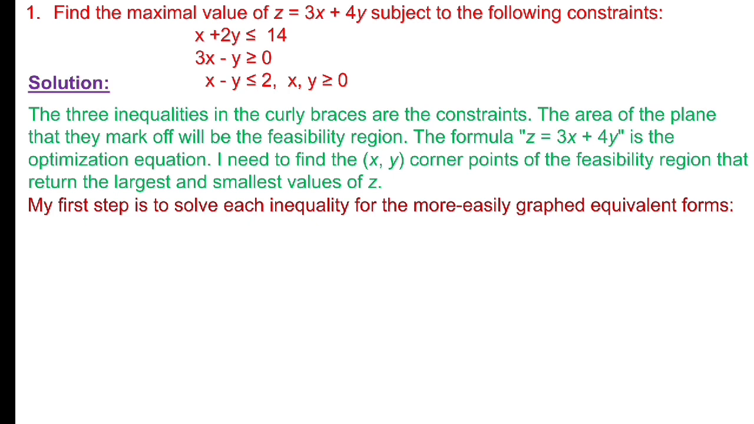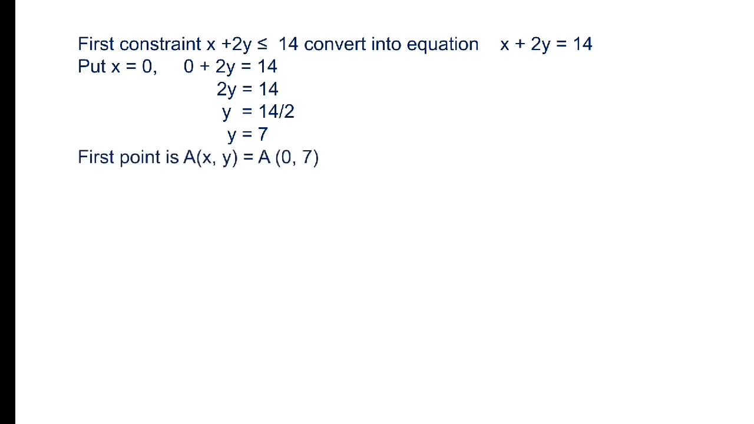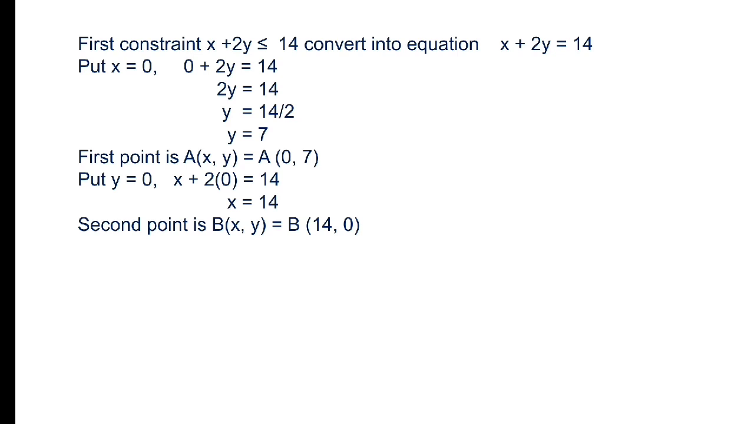We take the inequality x plus 2y less than or equal to 14, converted into the equation x plus 2y equal to 14. Put x equal to 0: 0 plus 2y equal to 14, then y equal to 14 by 2, then y equal to 7. Therefore the first point is A of x comma y equal to A of 0 comma 7. Similarly, substitute y equal to 0: x plus twice 0 equal to 14, therefore x equal to 14. Therefore the second point is B of 14 comma 0.